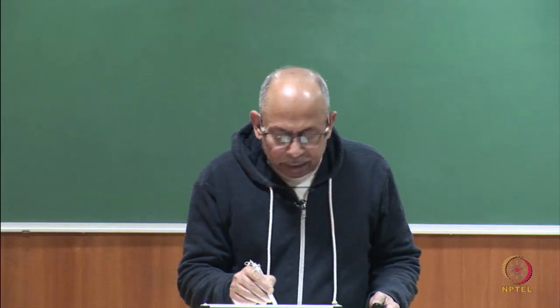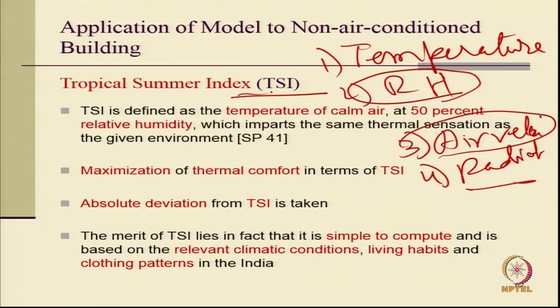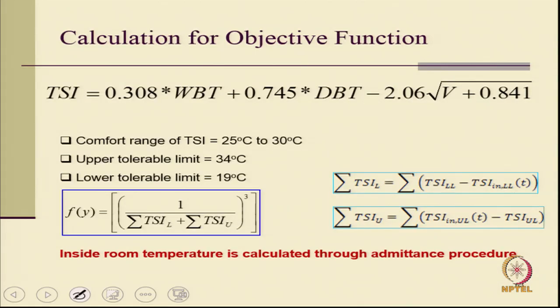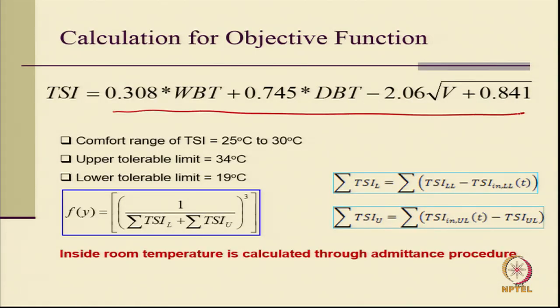So, all these are combined in the tropical summer index, or for that matter any thermal comfort index, right? So this is given by this formula. The tropical summer index is given by this formula. dBT stands for dry bulb temperature, the temperature inside the space. V stands for air velocity. WBT is called wet bulb temperature, which is actually related to relative humidity. The difference between dBT and WBT gives me relative humidity.